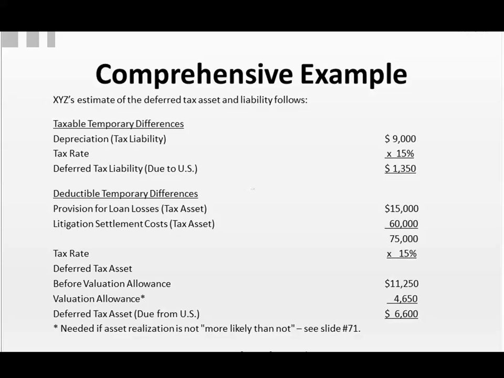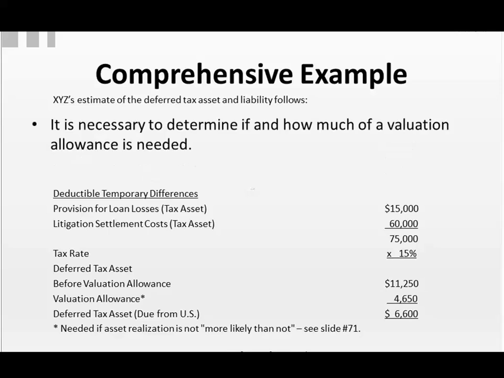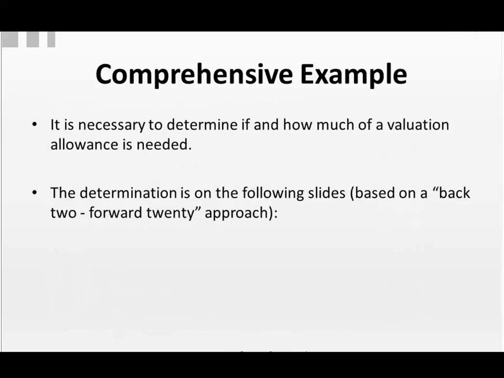Now you can see I have a valuation allowance of $46.50. I'll have to show you how we got the allowance to arrive at the net realizable value of the deferred tax asset. Okay? Now let's go to the next slide, 71. Right? Now, it's necessary to determine if and how much a valuation allowance is needed. So you should be saying, where did he get the $46.50 valuation allowance?